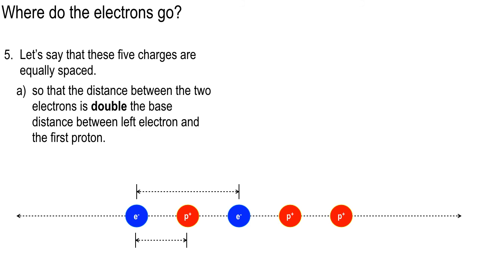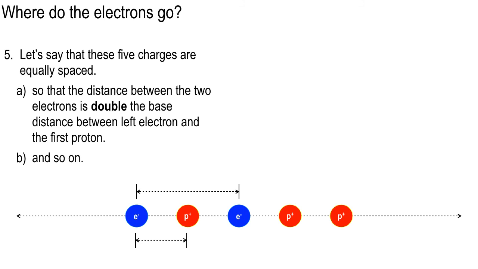So what that means is the distance between the 2 electrons is double the base distance. All right? The base distance between the left electron and the first proton. Okay, so that base distance from the leftmost electron to that first proton, that's my nearest neighbor distance. Go ahead and write that phrase down, nearest neighbor distance. And that second electron is double that. Right, and so on. So you can figure out all your distances.